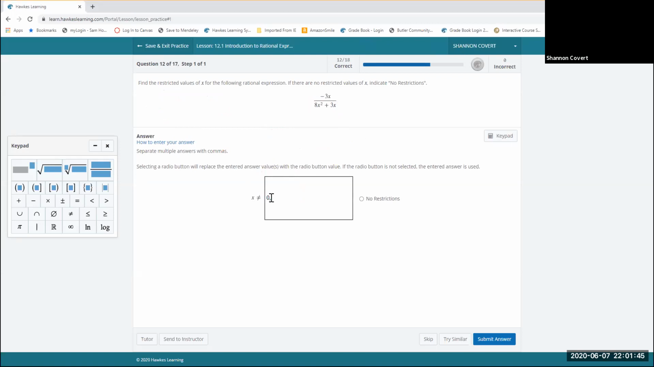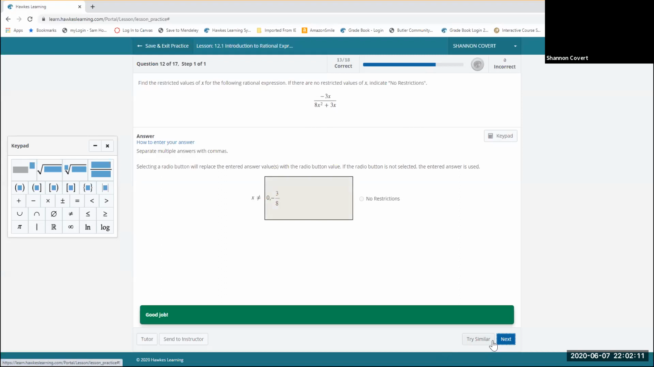Zero, comma, negative 8 over 3. And I actually think that was backwards. I believe it was 3 over 8. That might be a problem with clearing my information a little too soon. We'll find out. All right, I got it right.